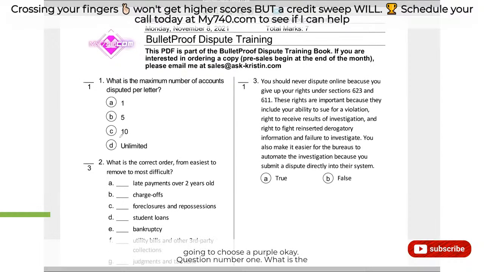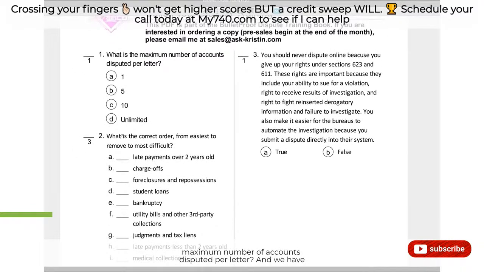Okay, question number one. What is the maximum number of accounts disputed per letter? We have a maximum per letter, per envelope, per account, and a couple of other things, right? But we are only doing per letter right now. The correct answer to this is C, 10. You want to have a maximum of 10 accounts per letter.